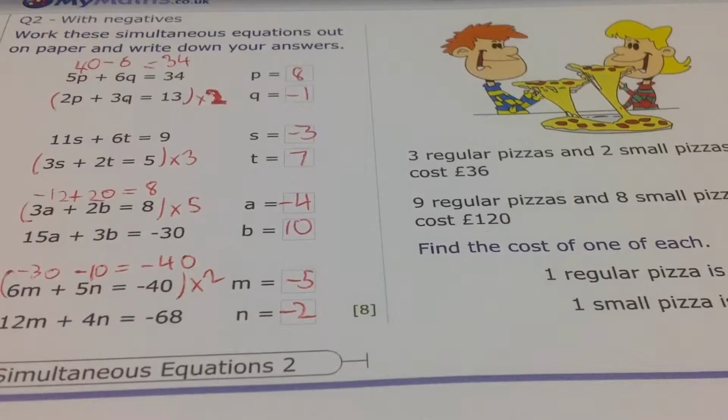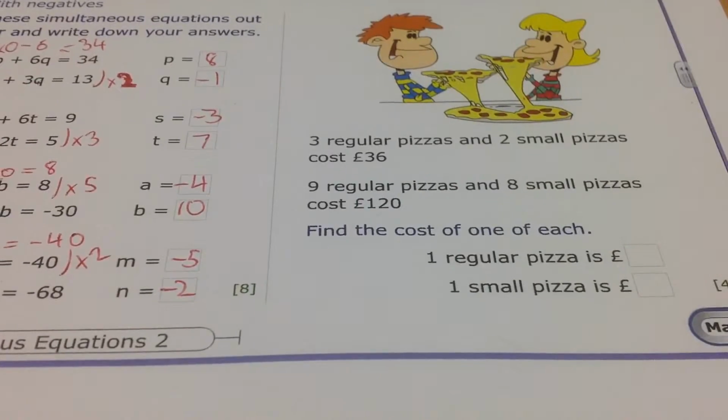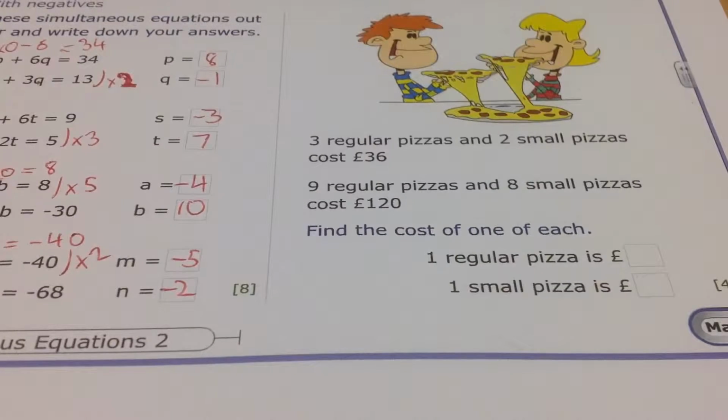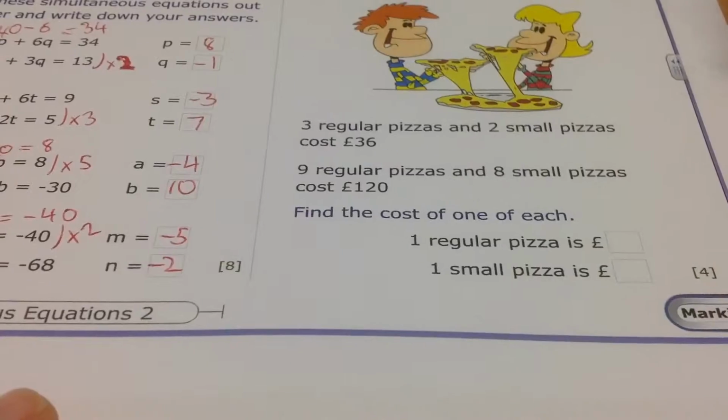On the other side of this question, we know straight away the solutions to this can't be negative because this is pizzas. You can't have a negative costing pizza.